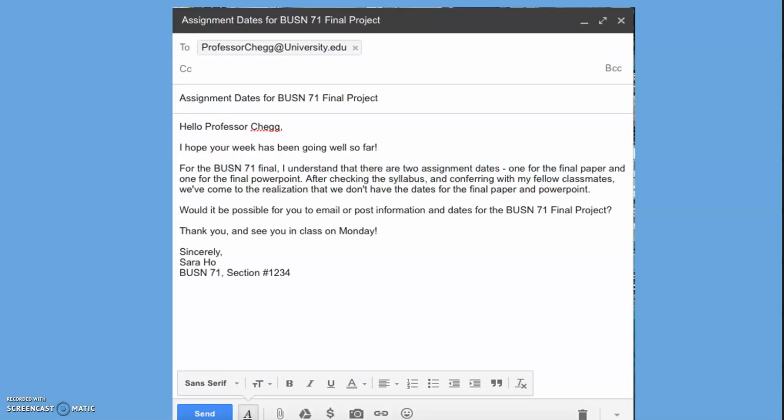Another example of a good email is this email. Again, the subject line is clear and to the point, but also discusses what you're emailing about. You include the professor's name, hopefully spelled correctly, and their correct honorific. You address why you are emailing, and then you include your name, your class, and the section number that you're in.